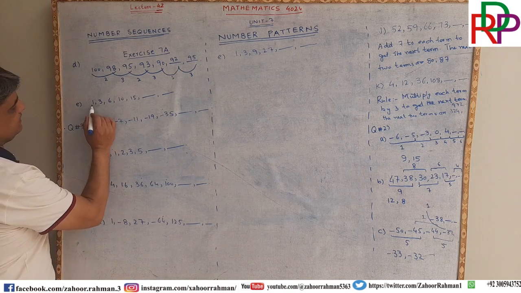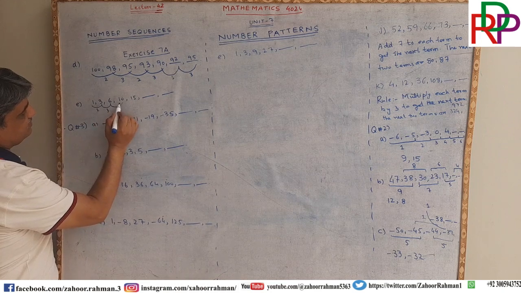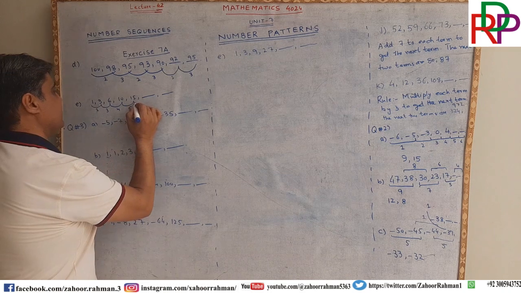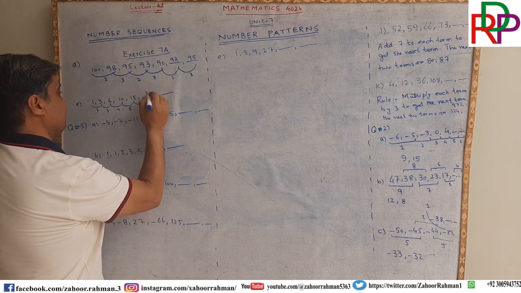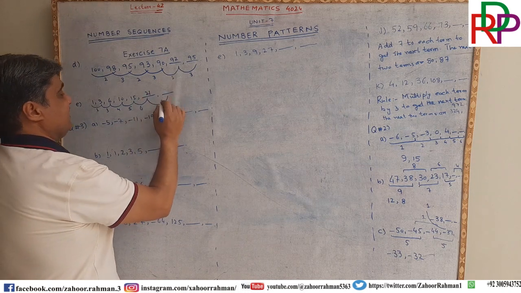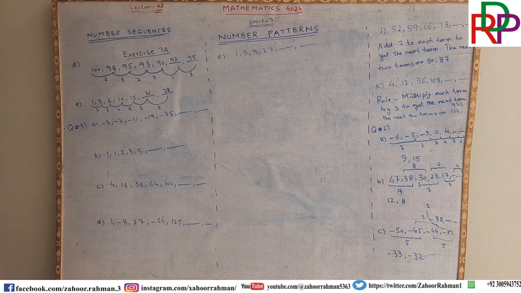Now in this case, what is the difference? 2. What is the difference? 3. What is the difference? 4. What is the difference? 5. So what will be the next difference? That will be 6, and that will become 21. And what will be the next? That will be 7, so that will be 28.